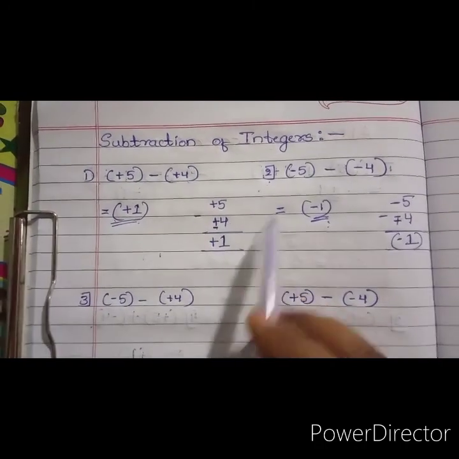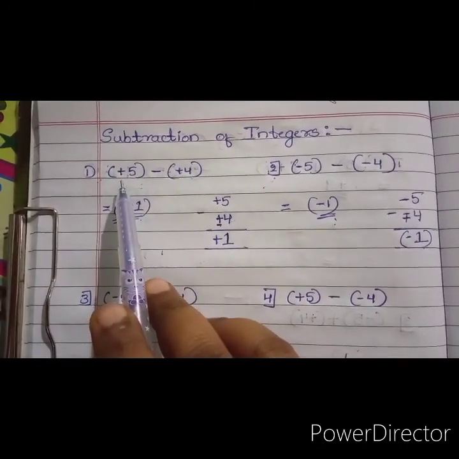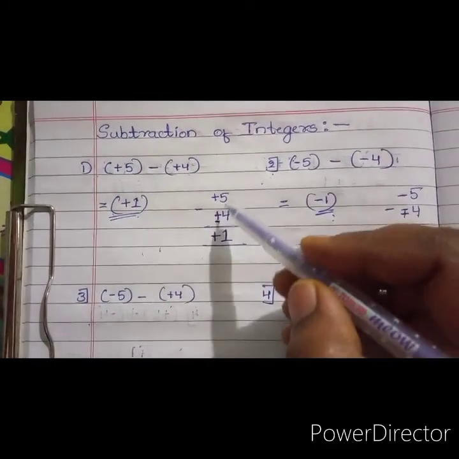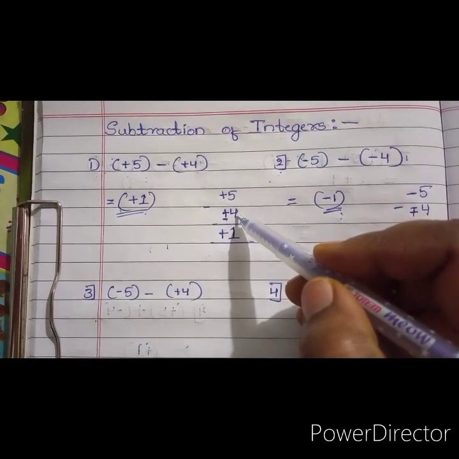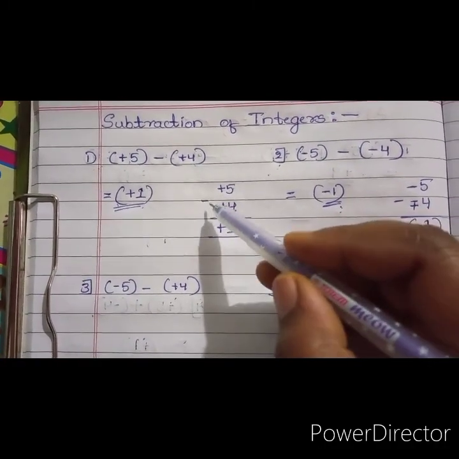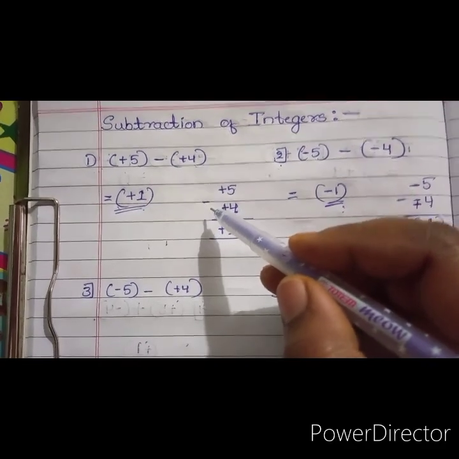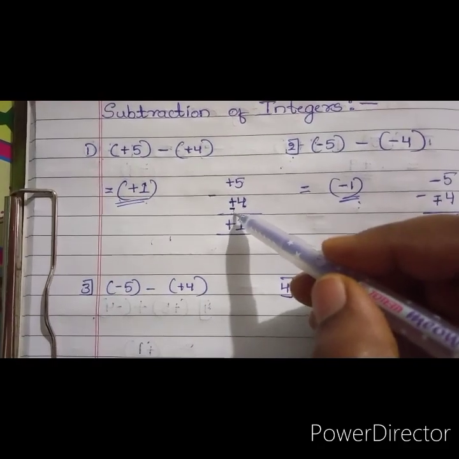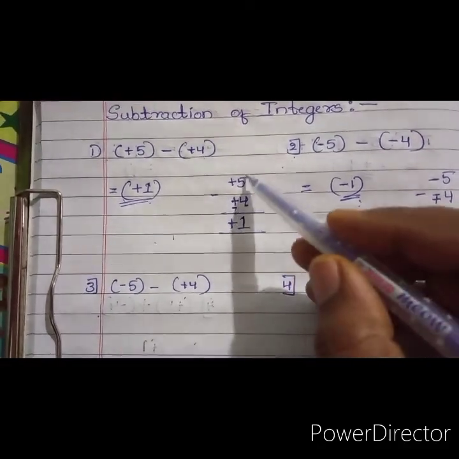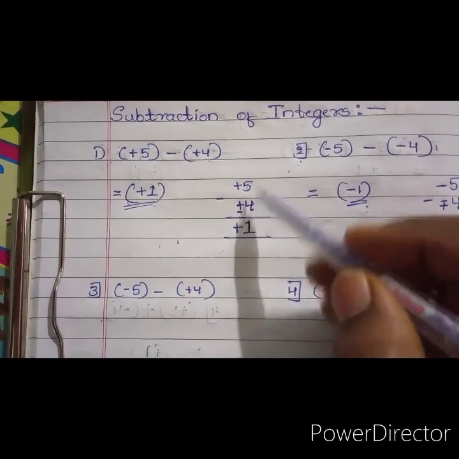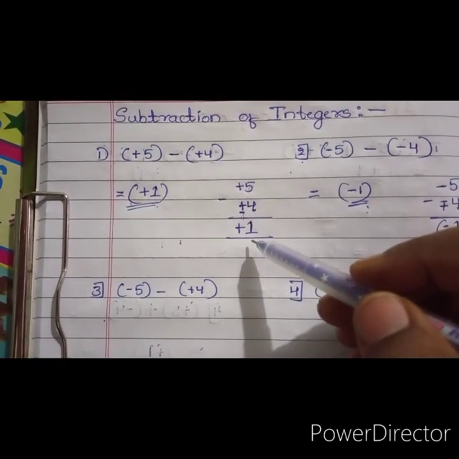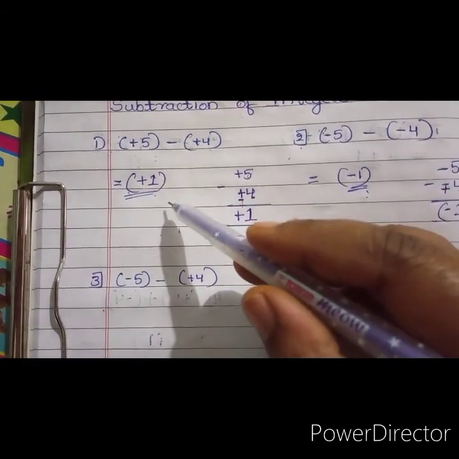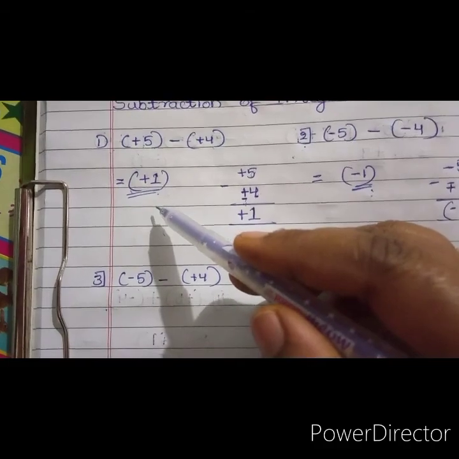Now subtraction of integers. See here, first one plus 5 and plus 4. See here children, plus 5 and plus 4, these two are positive integers. Here what we have to do, we are going to subtract the given integers. When we are subtracting, here we have to change the sign. Okay, because that is a rule, we have to change the sign. So 1 is plus 5, 1 is minus 4. Now we have to subtract it. 5 minus 4, 1. And here the biggest digit having positive sign, that is plus 1. Now plus 1 is the answer.